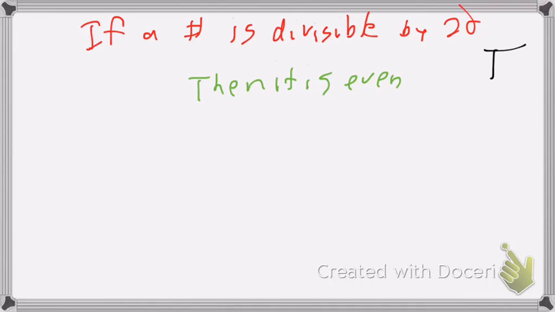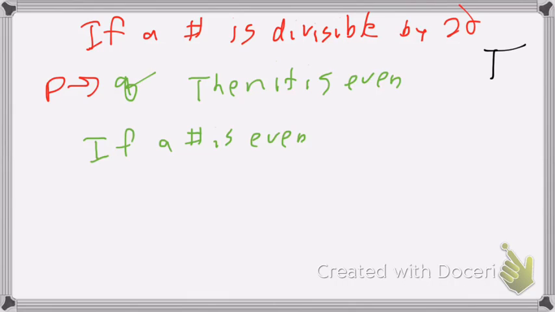So we go, if a number is even, and then we write our previous hypothesis, our P. Remember, this is P. If P, then Q. That's our conditional. Our converse is if Q, then P. So now we write our hypothesis from the first one.